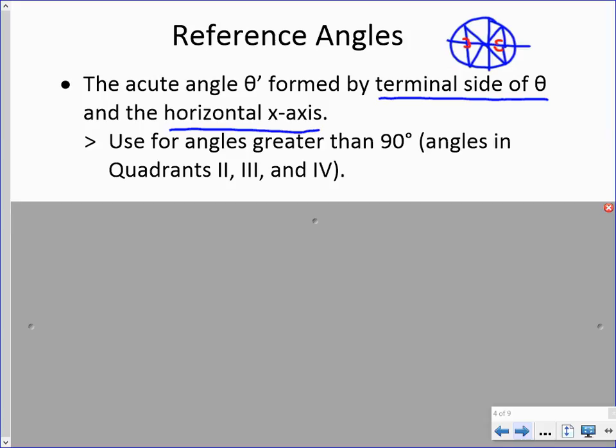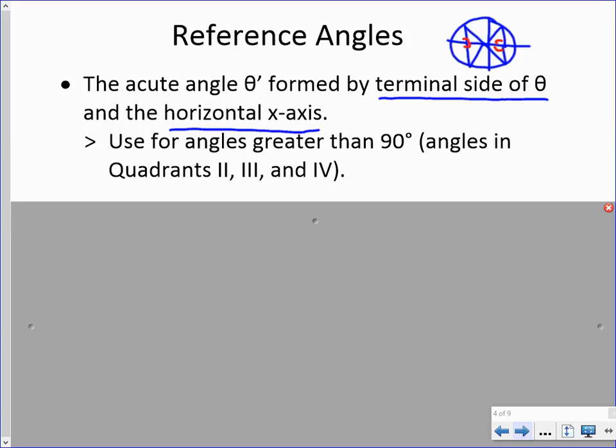Also note that you really only use reference angles when you're working in quadrants 2 through 4. If you're in quadrant 1, your angle or a co-terminal angle will be acute already. So then there's no work to do. Those are really nice angles to find. Anything in quadrant 1. So we use reference angles for things that are greater than 90 degrees: angles that are in quadrant 2, quadrant 3, or quadrant 4.